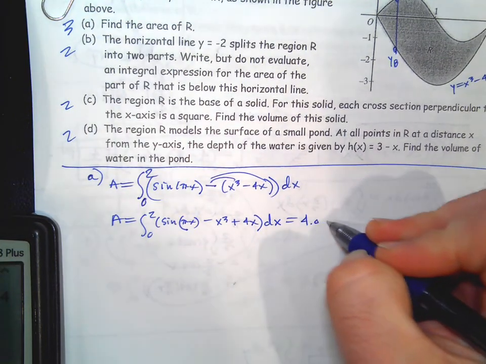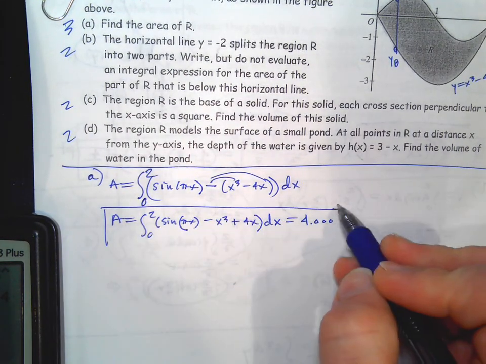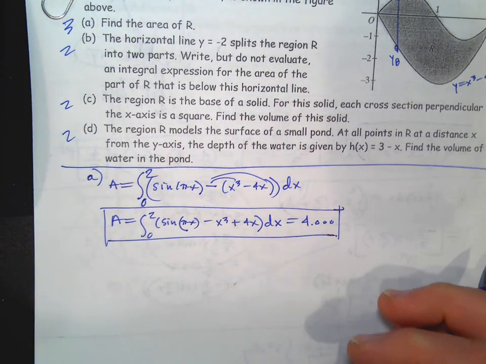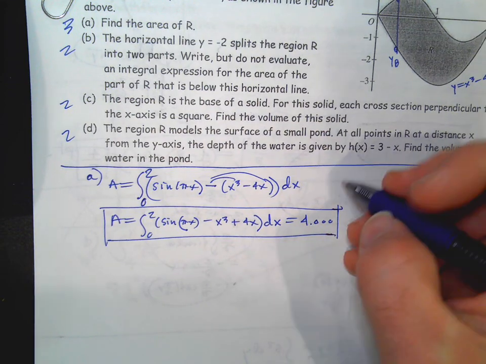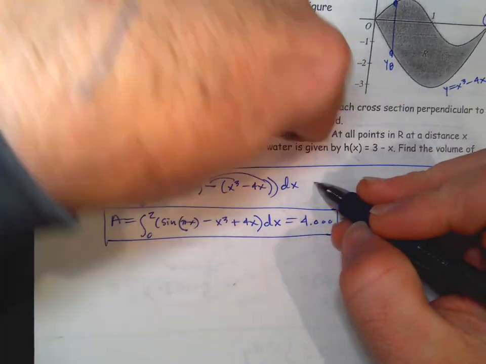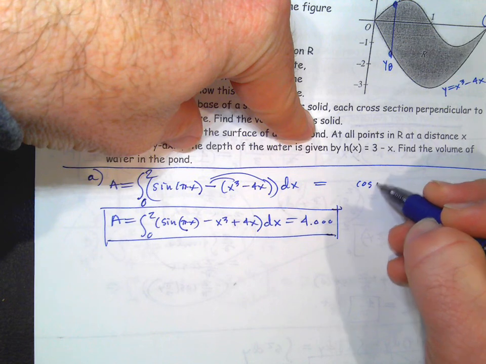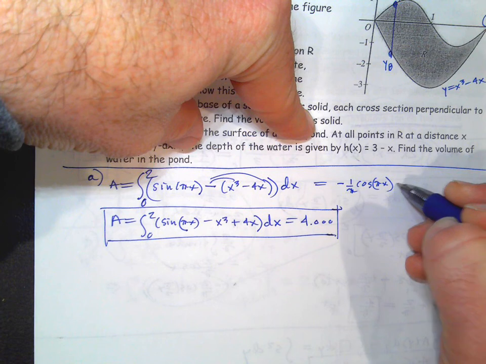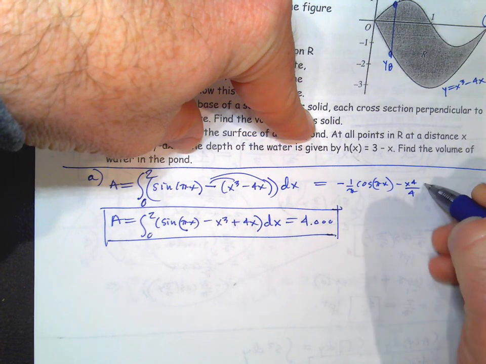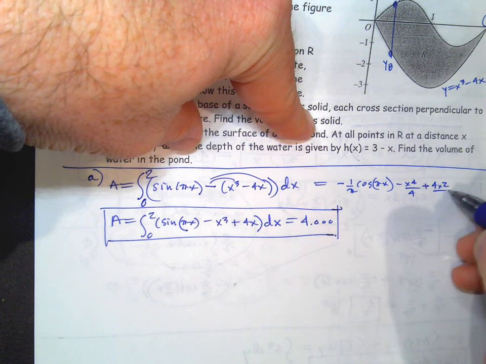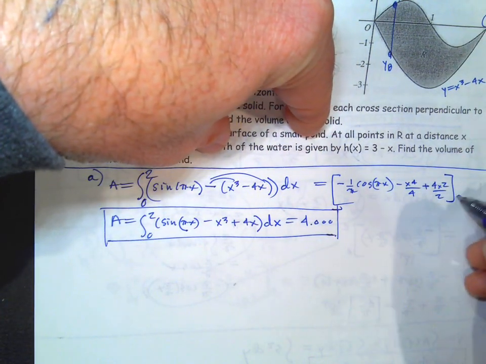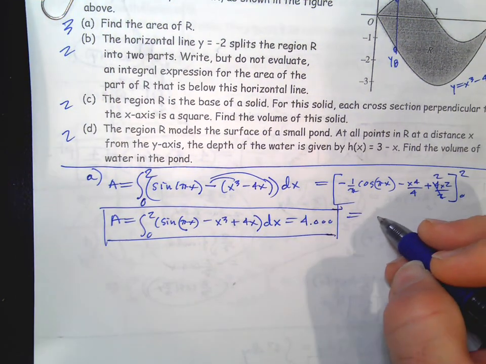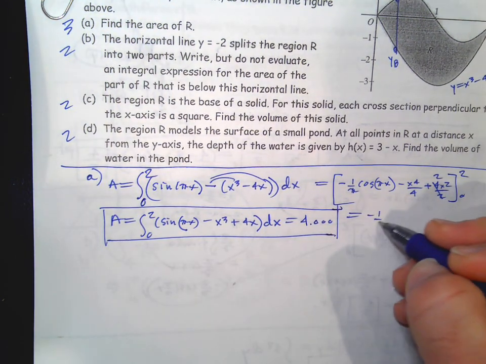If you want to make sure that you're communicating that you're trying to give 3 decimal accuracy, you might just put some zeros there. Now, alternatively, you could try and do this by hand. It would be cosine pi x times negative 1 over pi, minus x to the fourth over 4, plus 4x squared over 2, from 0 to 2. I wouldn't recommend doing this, but if you wanted to, you could.